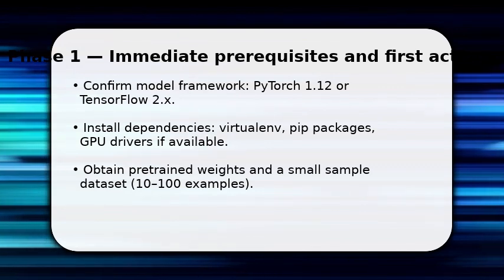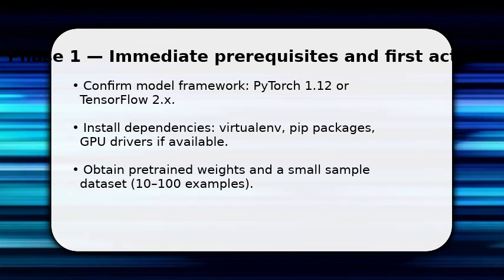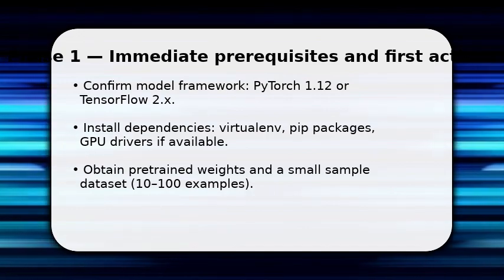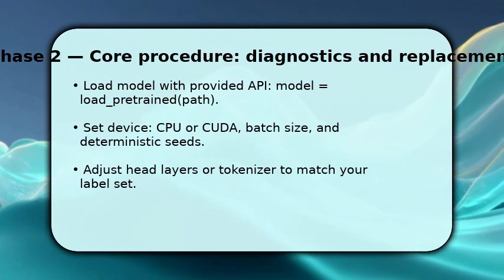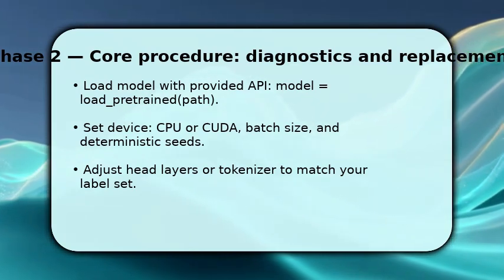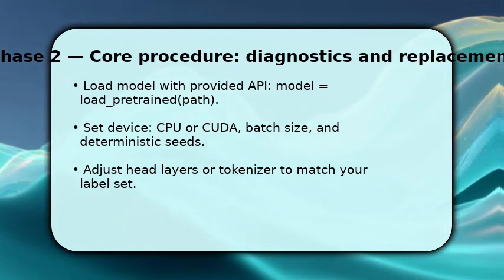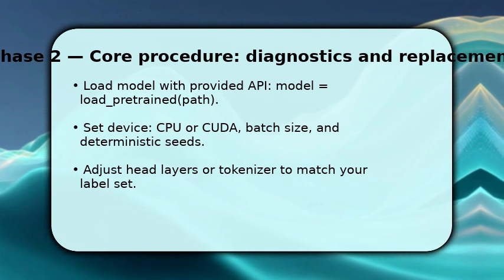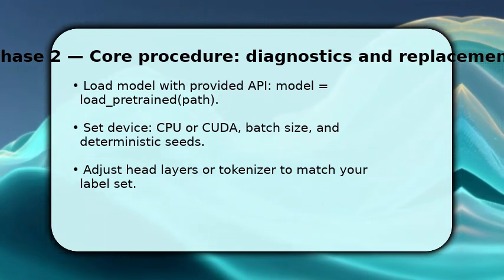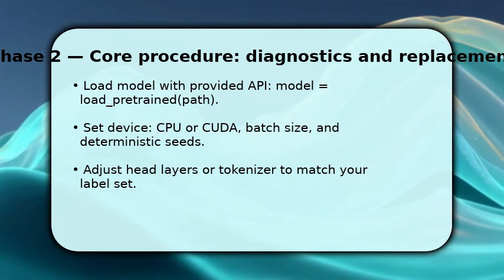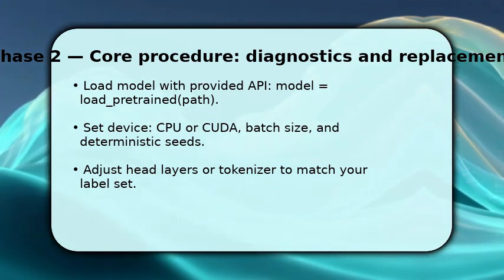Make sure to prepare a 10-100 example validation set so you can quickly confirm the model is functional before proceeding to larger experiments. You now load the pre-trained model using the framework API and move it to CPU or GPU depending on availability. Once loaded, set batch size and random seeds to ensure repeatable behavior. This matters when comparing changes.